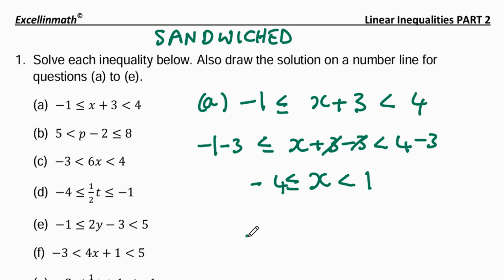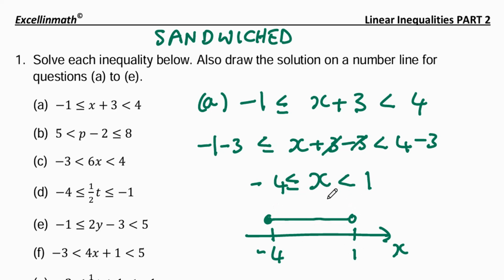Now we can draw this on a number line. It says x is greater than or equal to negative 4. So we use a dot to show that we are including negative 4. Then it also says x is strictly less than 1. So we use a circle to show that we are excluding 1. And then we connect these two. So basically all the numbers between negative 4 and 1, including negative 4, but excluding 1, will satisfy this inequality.